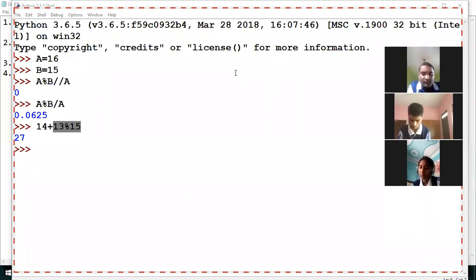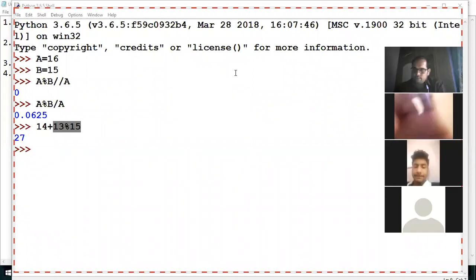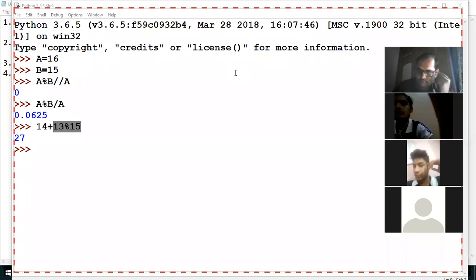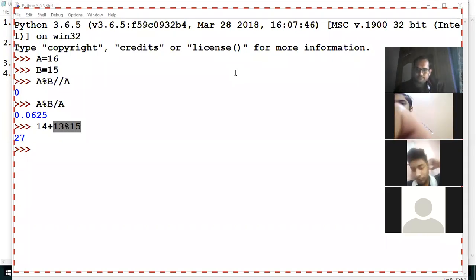Saransh, Sachin, Harvinder, Dolly. No, sir. Good. Okay. Sir, please explain the upper one once more. The upper one means the first one? Yes, sir. The first one.